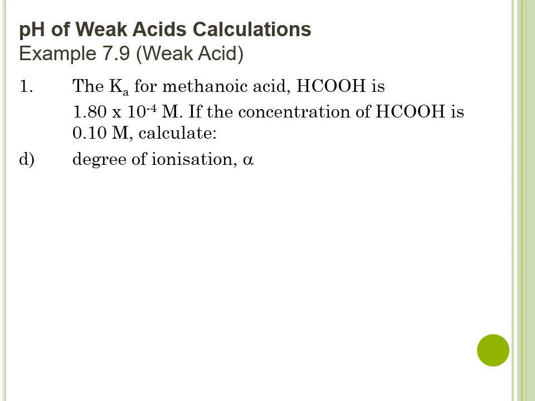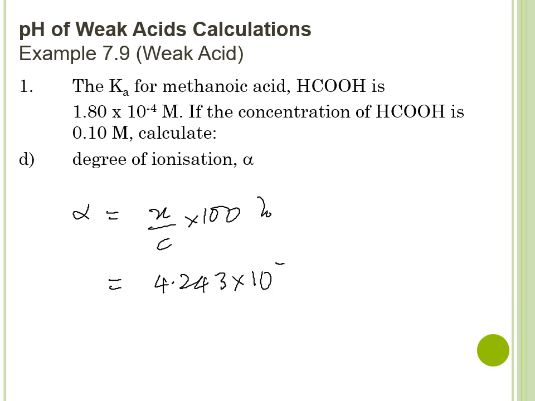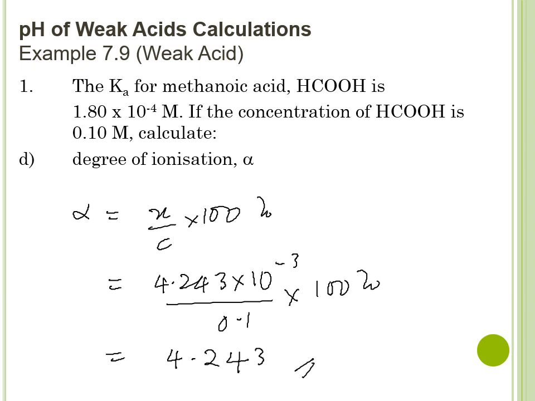The formula to get the degree of ionization alpha is X over C times 100%. This is given at the beginning of this lesson. You have calculated X, 4.243 times 10 to the power of negative 3, divide by 0.1, multiply by 100%. So you are going to get 4.243. That is the alpha.